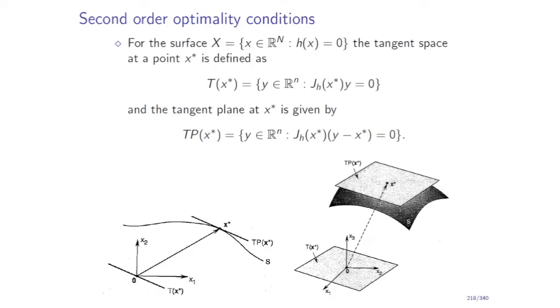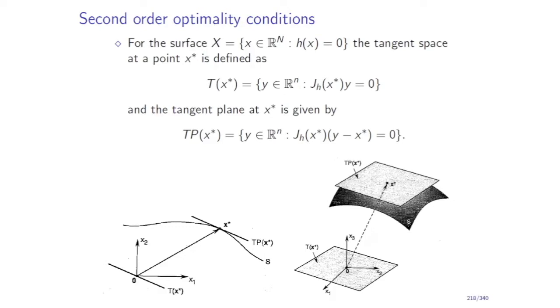So we are not concerned about this point being the best in some small ball around this point. We only need to consider the part of the ball that belongs to the surface that defines the feasible region. This is the main difference compared to the unconstrained case. And let's recall how the second-order optimality conditions looked in the unconstrained case.